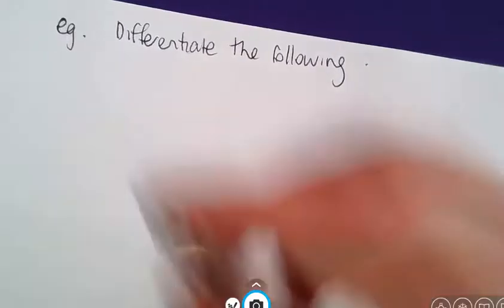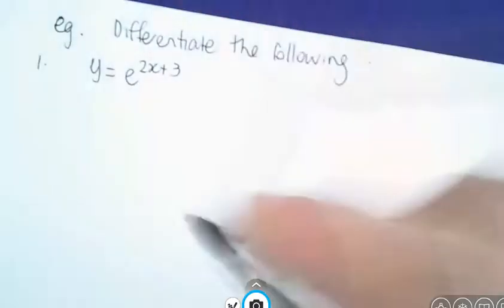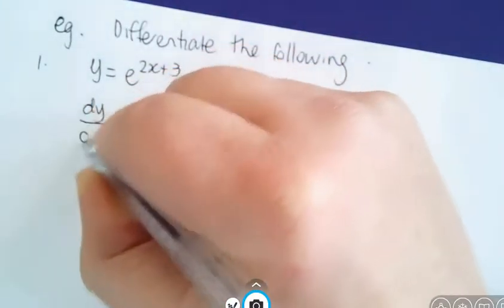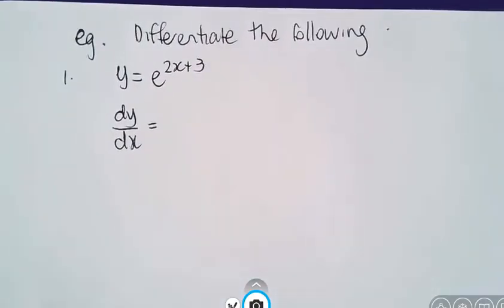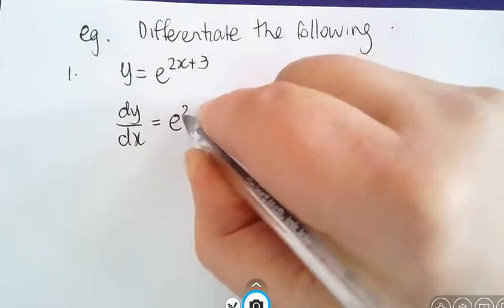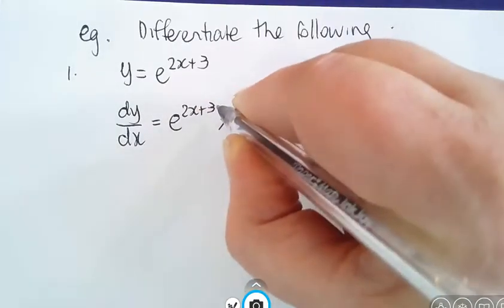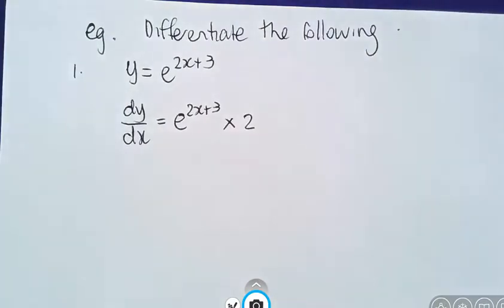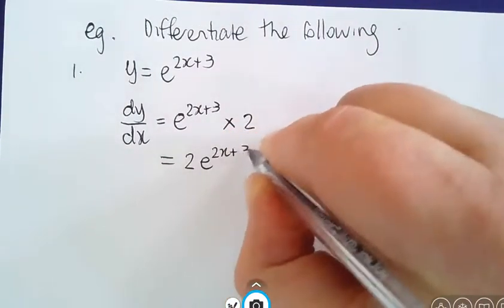Let's differentiate the following. y equals e to the 2x plus 3. So dy dx is, ready? We know that when you differentiate an exponential function, you get that same exponential function. So dy dx is e to the 2x plus 3 times, that's not just an x, so I just need to differentiate it, times 2. That's it. 2e to the 2x plus 3.